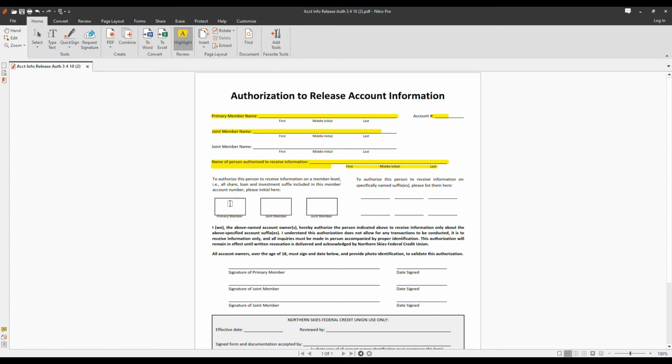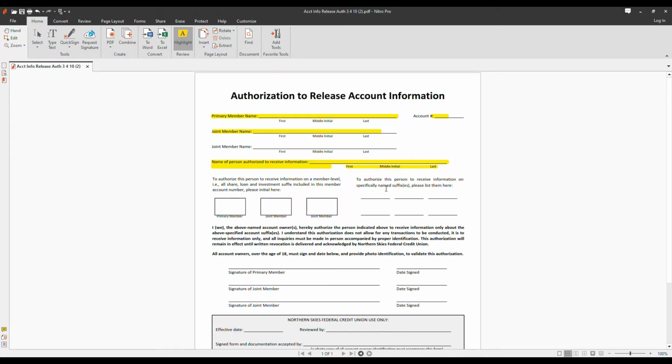Once you've gotten this information, you have two choices down here. This section on the left is I authorize this person to receive information on a member level, meaning all shares, loans, and investment suffix included in this member account number. That means that anything they have on their account now and anything they're going to add in the future, if they initial here as a primary member or they initial as a joint member, both, this authorized person can now receive information.